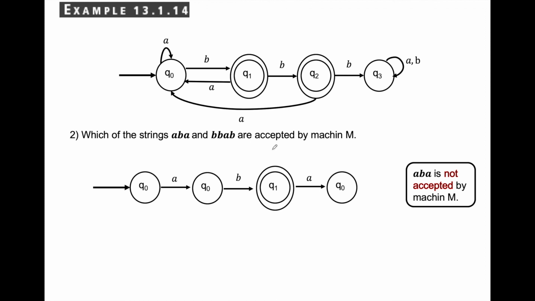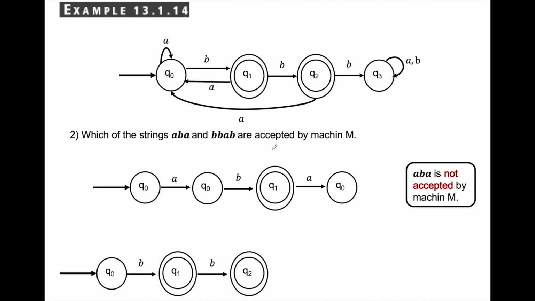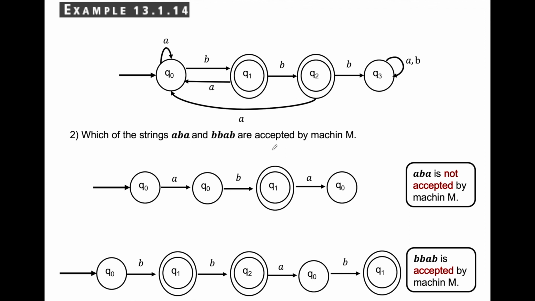Let's check the second string. BBAB, starting with the initial state. If B goes to Q0, we will go to Q1. Then B, Q2. Then A, Q0. And finally B, Q1. And here we reach the final state or accepting state. That's why BBAB is accepted by machine M.